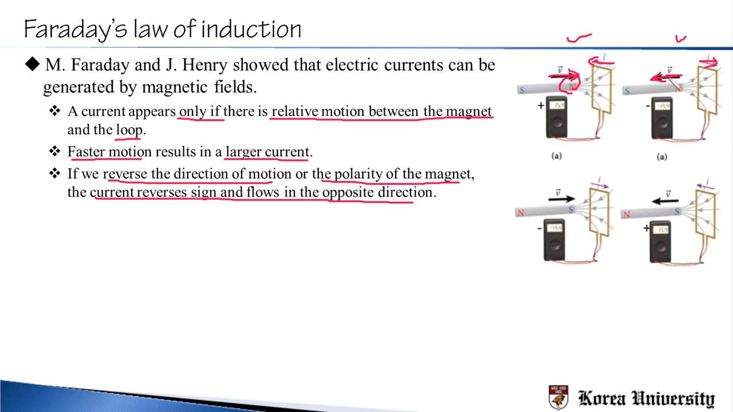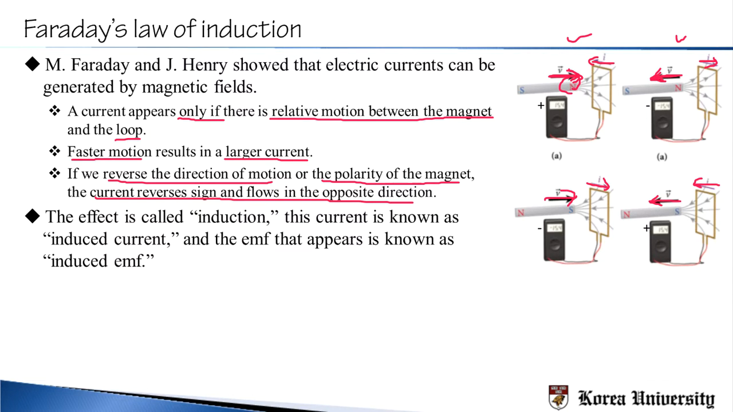Moving the North Pole away from the loop was equivalent to moving the South Pole closer to the loop. So in both cases, the current flowed clockwise. And moving the South Pole away from the loop is equivalent to moving the North Pole closer to the loop. In both cases, the current flowed counterclockwise.